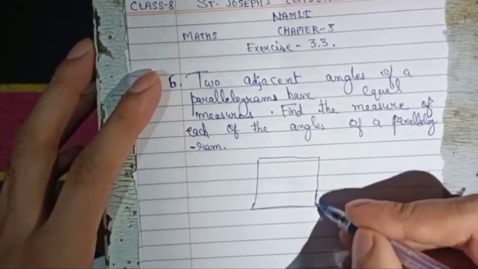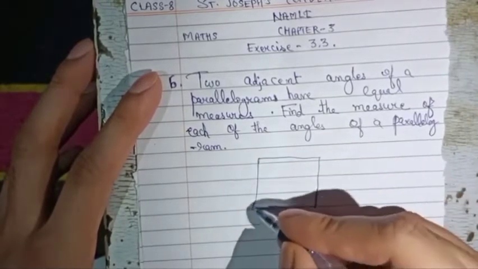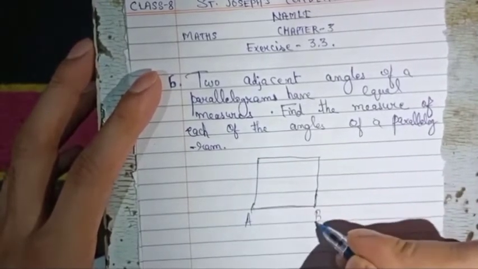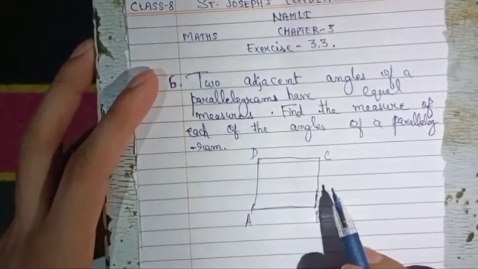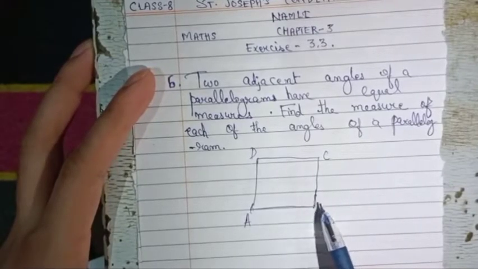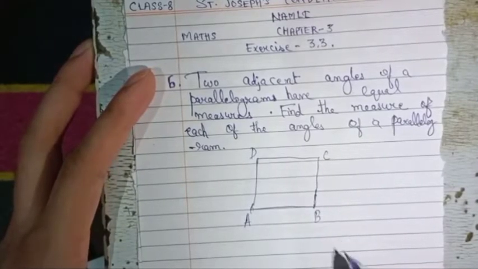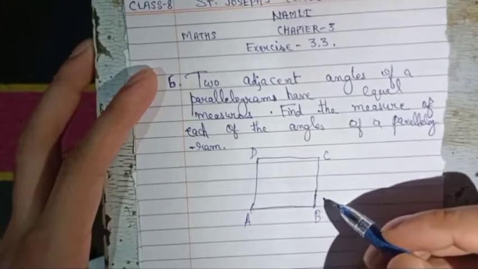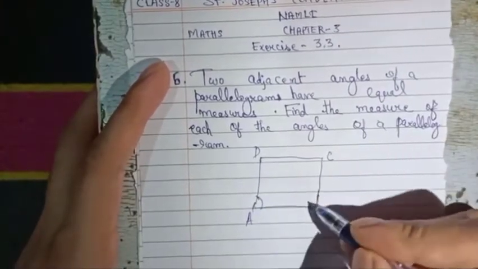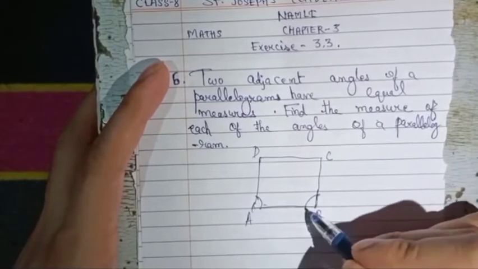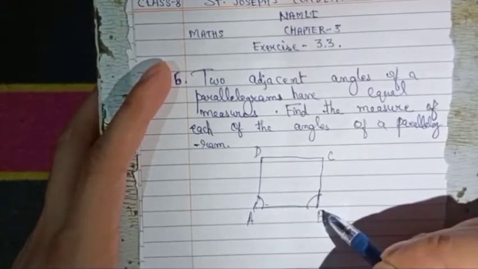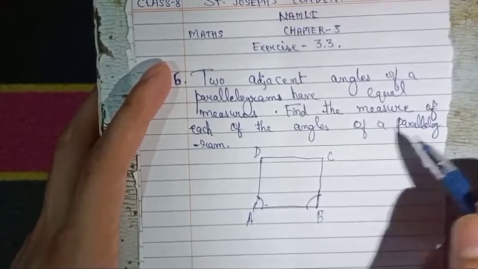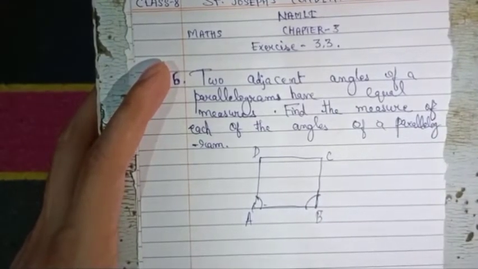Okay, and it is given that two adjacent angles are having the same measure. So we can take any of the two adjacent angles. Suppose if I take angle A and angle B, which are two adjacent angles, and they have equal measure, that means the value of A is equal to the value of B. Then we have to find the measure of each of the angles of the parallelogram.